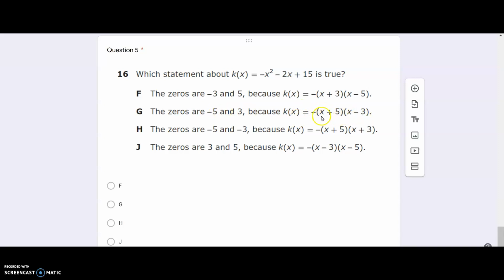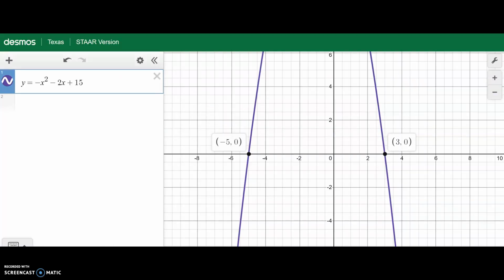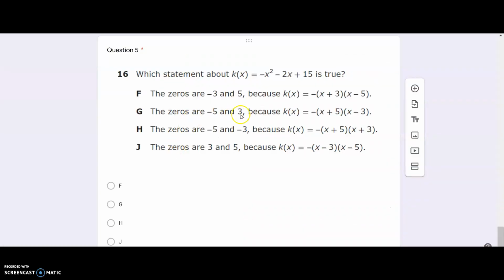They just factored this because x plus 5 times x minus 3 will give you x squared plus 2x minus 15, then we take the opposite to get the original one. But if you know what zeros are, you don't even have to worry about that because notice none of the other choices are the same. They all vary a little bit. So my correct answer here, just looking at the graph, is going to be G. It's negative 5 and a positive 3. And that's it. We're done with this one.